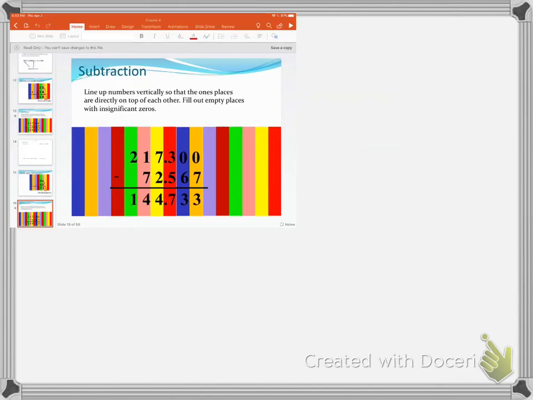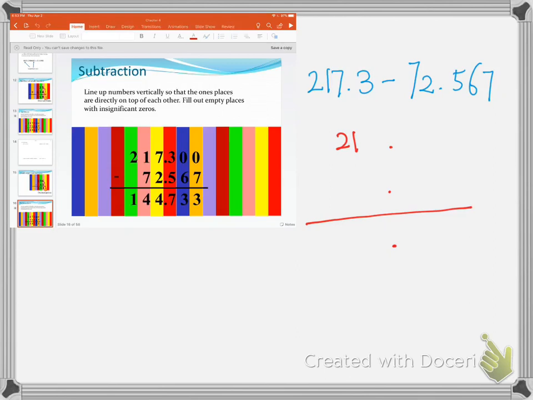Subtraction is the same. So we use the same numbers. 217.3 minus 72.567. First, we draw the vertical line of decimal points. It's 3 decimal points. And then we put 217 before the point, 3 after the point, 72 before the decimal point, 5, 6, 7 after the decimal point. So now it's a subtraction. So again, for the empty place, we put 0.